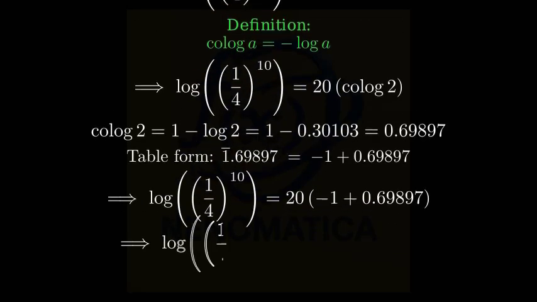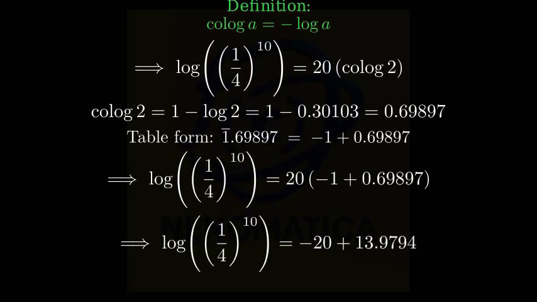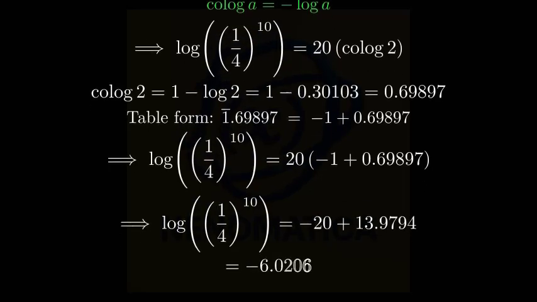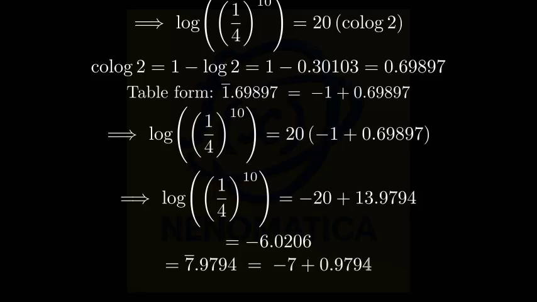Step 8. Distribute the 20 to get negative 20 plus 13.9794. Step 9. Add the terms. The value equals negative 6.0206. In characteristic-mantissa form, we write bar 7.9794, which means negative 7 plus 0.9794.